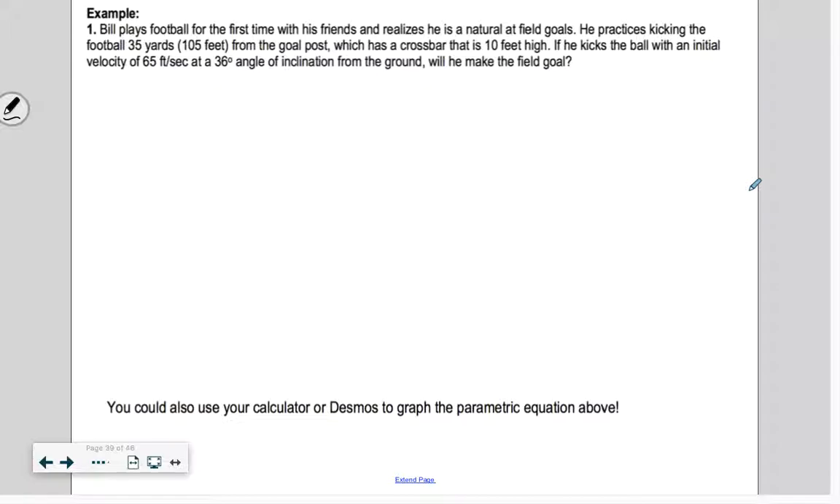All right. I don't know. We've got to figure it out. So we're going to see. We're going to do our vertical and horizontal components of the velocity. So here's how we start our problem. We say we have 65 feet per second at an angle of 36 degrees, which is going to give us a vertical and a horizontal component.